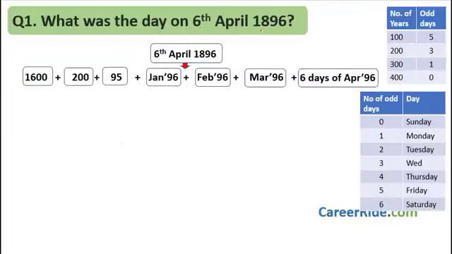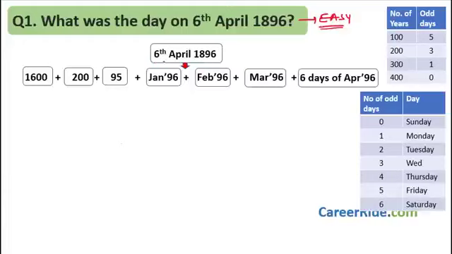The first type of question that we find here is, what was the day on 6th of April 1896? This is one of the most popular types of questions that you will find in any exam. Trust me, this is a very easy variety of question. All you have to do is apply whatever you have learned till now, nothing else. Let's begin to solve the question.